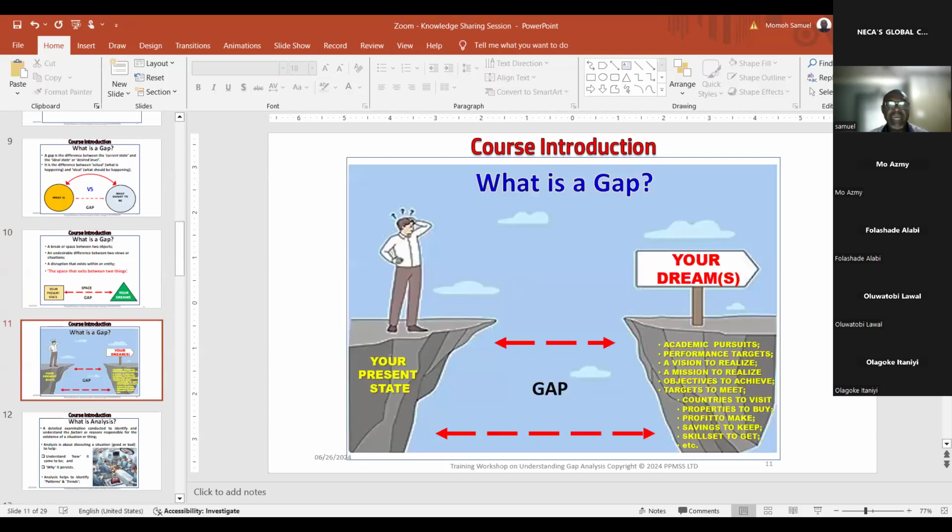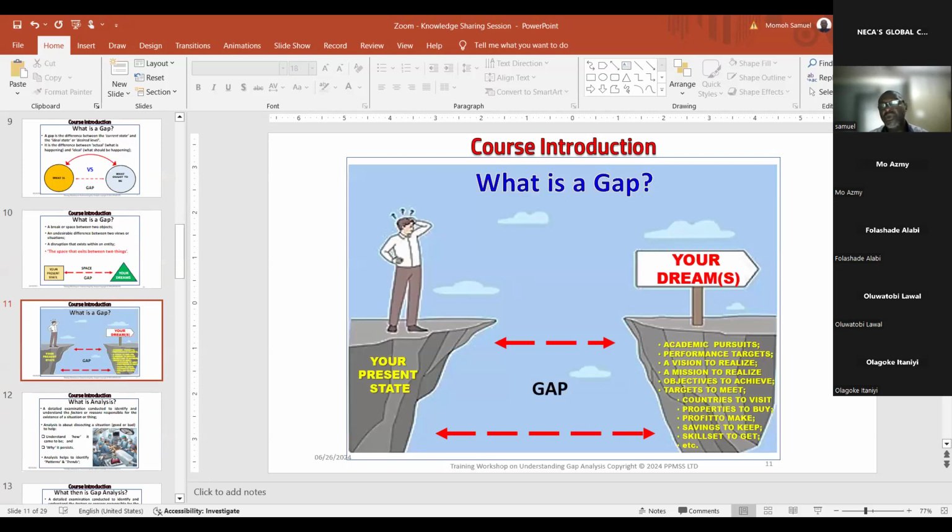So having looked at what a gap is, now if you look at the diagram we have here, you see a particular person standing on one side of the cliff and then looking at the other end. So he is on one side. The person here could be your organization. It could be you as an individual. But that's what the definition says, that a gap is the difference or the vacuum, the space between two things.